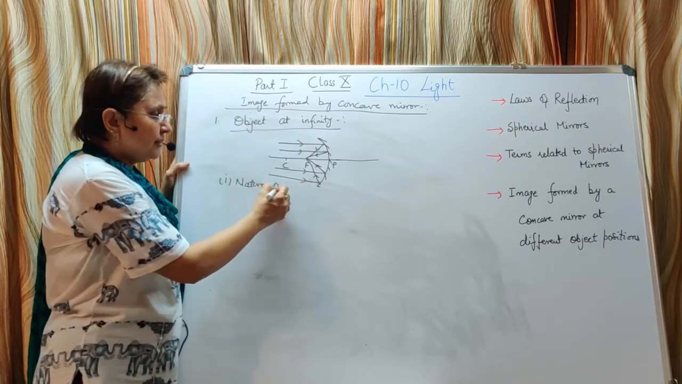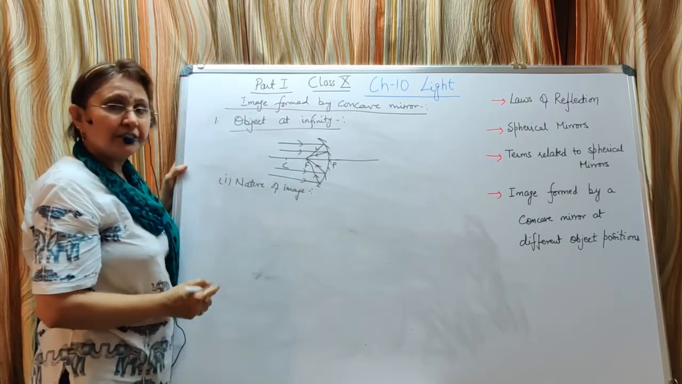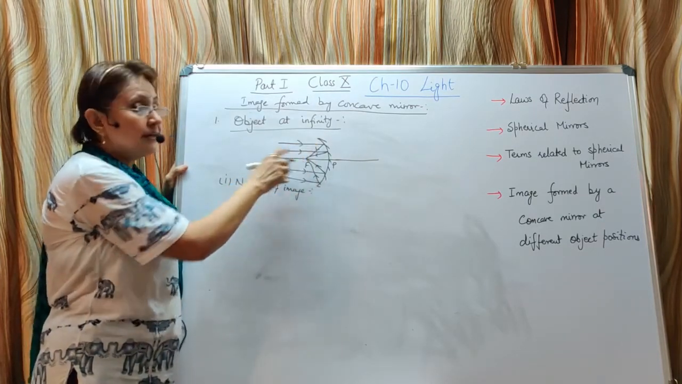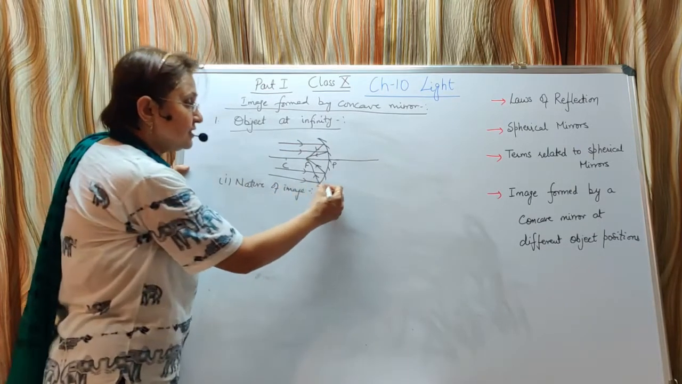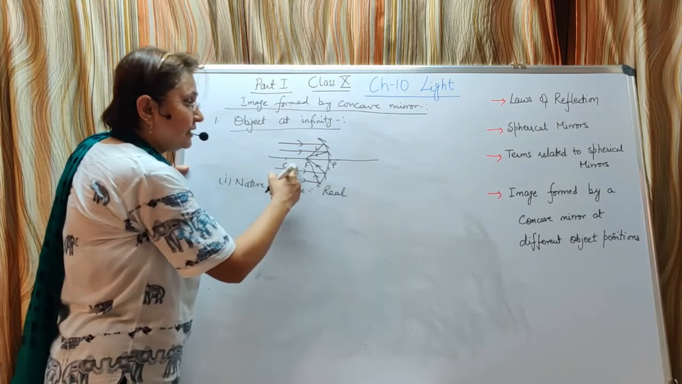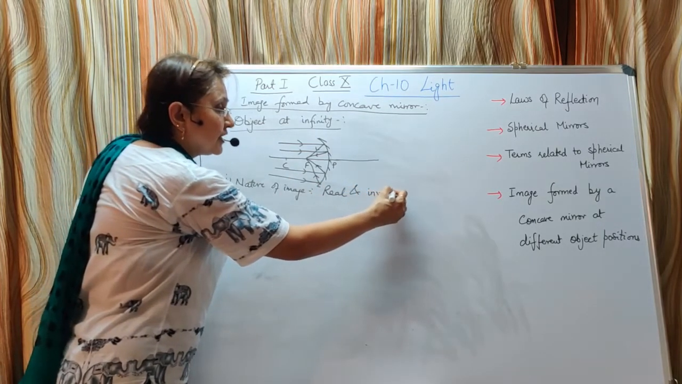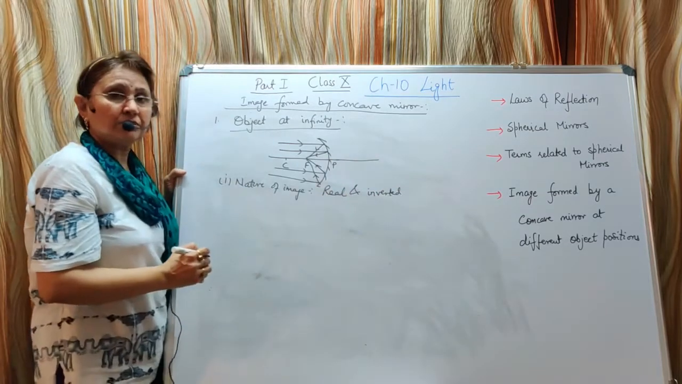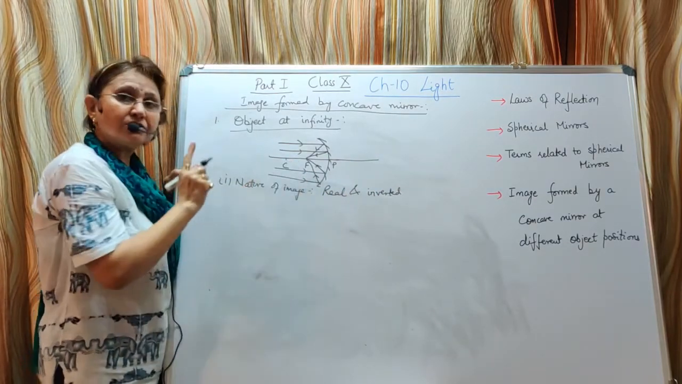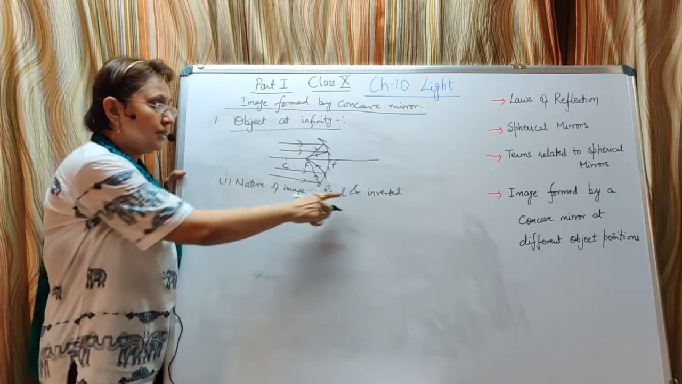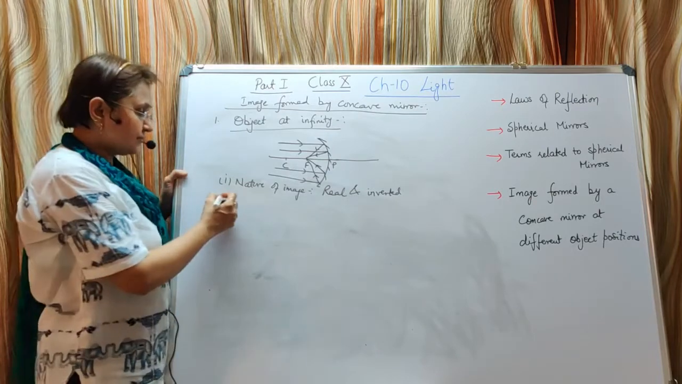Nature of image. We'll discuss 3 points about the image. Whenever the rays actually meet at a point, the image is a real image, and real images are always inverted. Inverted means upside down. So the image formed is real, because the reflected rays are actually meeting, and real images are inverted.